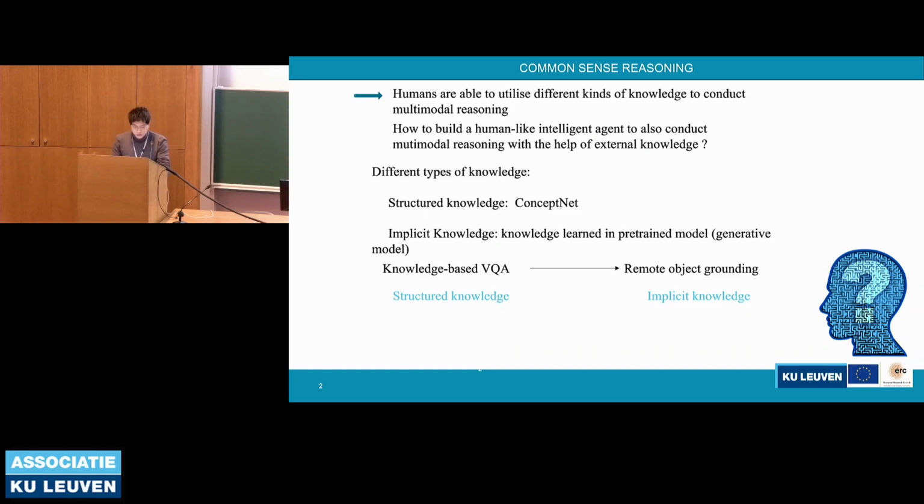In our research, we select two types of knowledge. The first one is structural knowledge, for example, ConceptNet. Each piece of knowledge in ConceptNet is a triplet containing subjects, objects, and relations. The second one is implicit knowledge. Here, we mean the knowledge learned in pre-trained models, and more specifically, the text-to-image generative models. We conduct our research on two tasks. The first one is knowledge-based visual question answering, and the second one is remote object grounding.